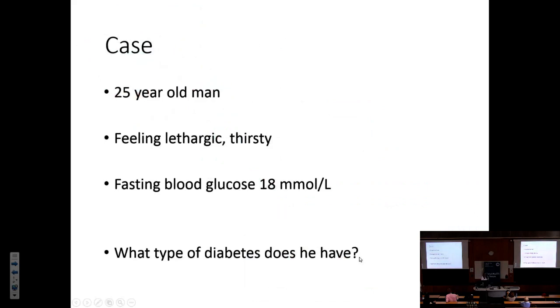Now, I know you're not all diabetologists, but this is a case history just to orientate you. Imagine we've got a 25-year-old man and he's been feeling tired and a bit thirsty. He goes to see his GP and the blood glucose is significantly elevated at 18, which is diagnostic of diabetes. And as a physician or a general practitioner, you have to answer the question, what type of diabetes does he have? Now, why is that important?